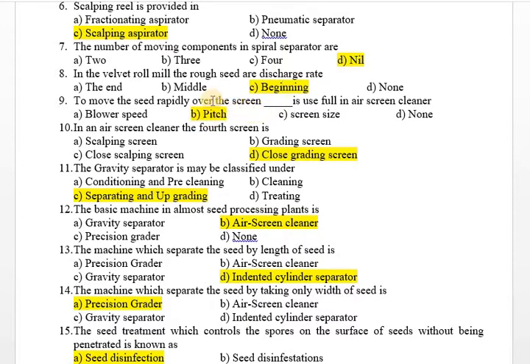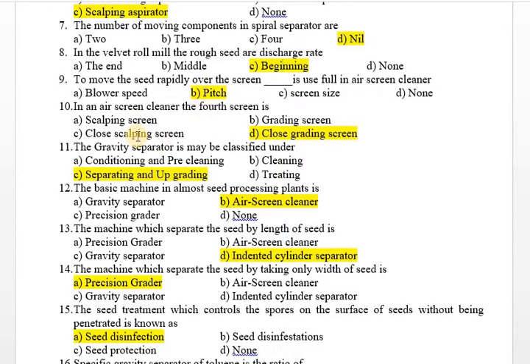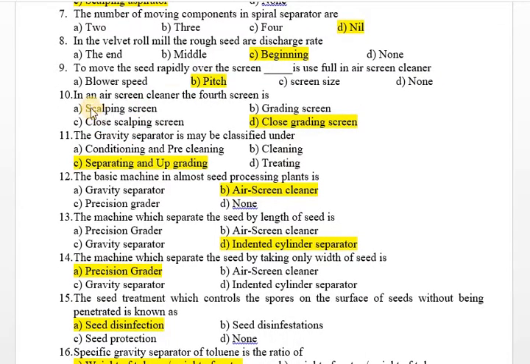To move the seed rapidly over the screen, pitch is useful in a screen cleaner, because the movement of seed depends on the pitch of the screen. Okay. Next, in an air screen cleaner, the fourth screen is the close grading screen. First screen scalping, second one grading, third one close scalping, fourth one close grading screen. So the answer is the fourth screen is the close grading screen.